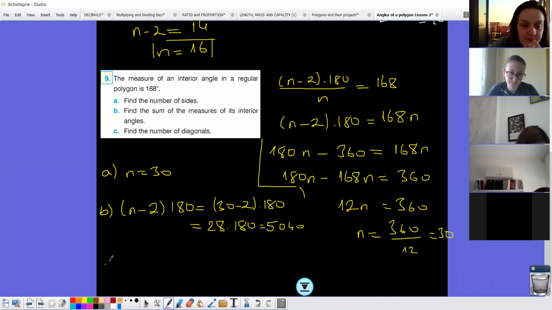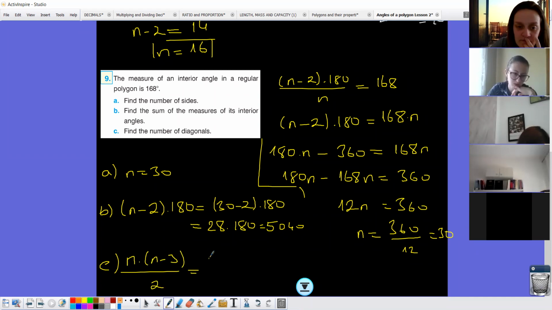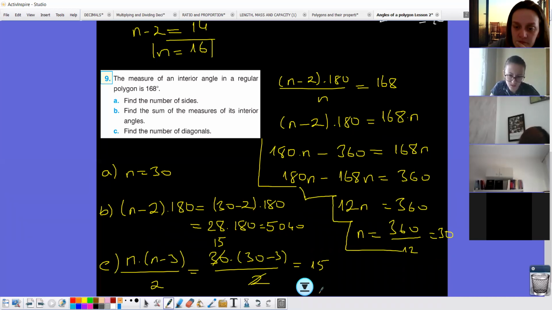Okay. And C, find the number of diagonals. It's n times n minus 3 over 2. So it will be 30 times 30 minus 3 over 2. And we can simplify 30 and 2 directly. It will be 15. So it will be 15 times 27, which is 405. So the number of diagonals is 405.